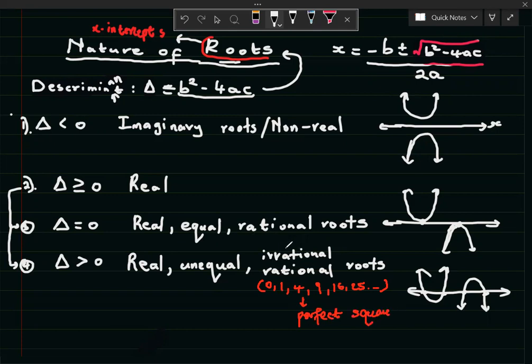And then here we're going to have a non-perfect square. If a number is not a perfect square, then your roots are going to be irrational. For example, if you have 2, 3, 5, 6, 7, 8, 10, 11, and so on, your roots are going to be irrational, right? And that's the theory that you need to know about the nature of the roots.